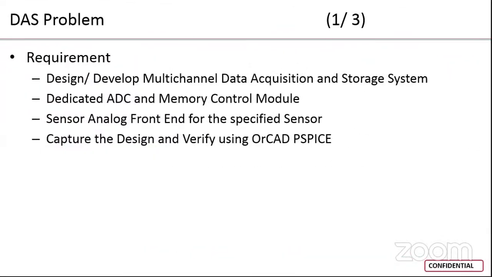So the requirement for designing a data acquisition system is to design and develop a multi-channel data acquisition and storage system. If you are acquiring some data, then it has to be stored, right? Otherwise, if it is just for acquiring and transmission, we need not have a system. It has to be stored in the memory.